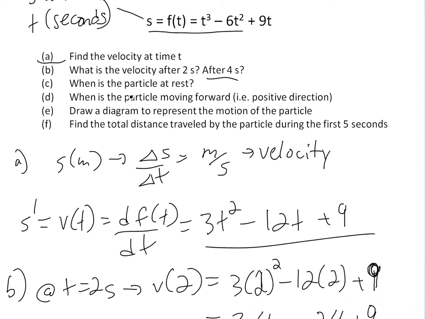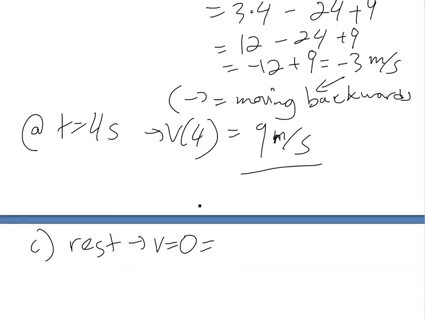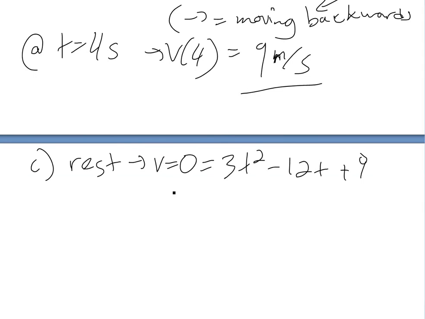So we got that. Let's solve for D. When is the particle, oh no, I mean C. When is the particle at rest? At rest is basically when it's not moving, or the rate of change is 0, and that's when v equals 0. So all we do is set it equal to 0 and solve for t, to find at what time it's not moving. 3t squared minus 12t plus 9 equals 0. Now we just simplify by dividing the 3 out: 0 divided by 3 is 0, and canceling the 3's gives t squared minus 4t plus 3.